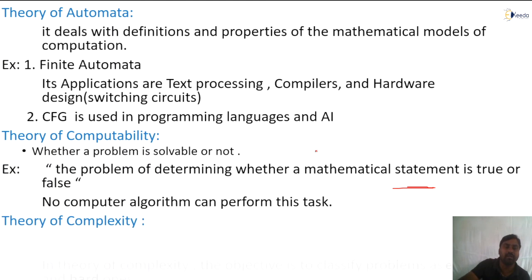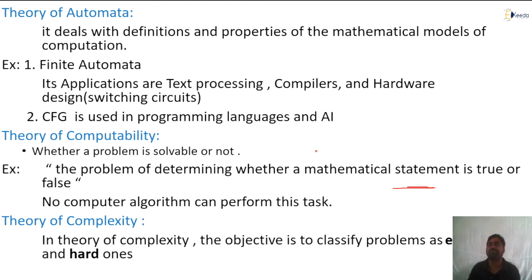And the third aspect is theory of complexity. As I told you, a problem can be solvable, but a solvable problem will be easy or hard. You might know this also. For example, if I say compute the addition of two numbers, is it easy or hard? Yes, easy, you only take two numbers and do the addition.